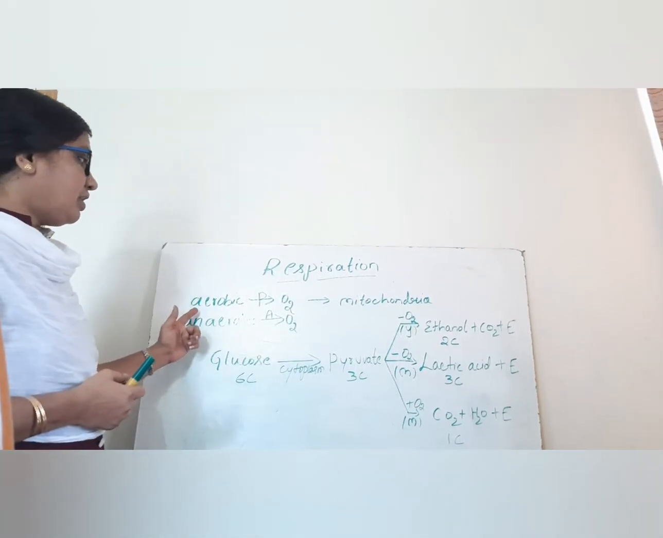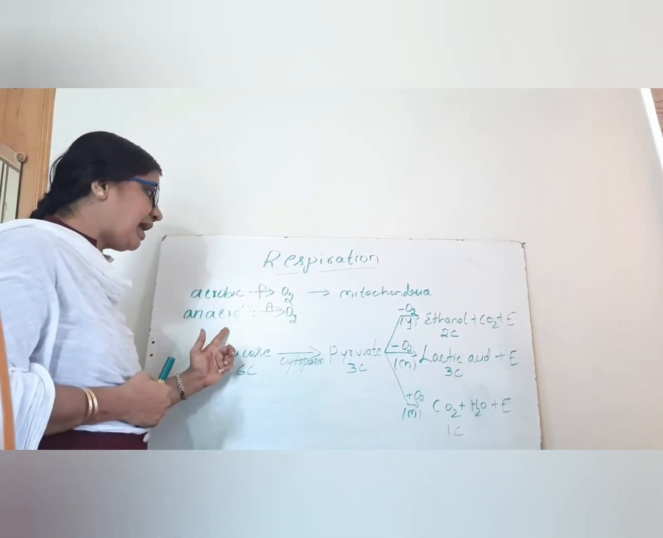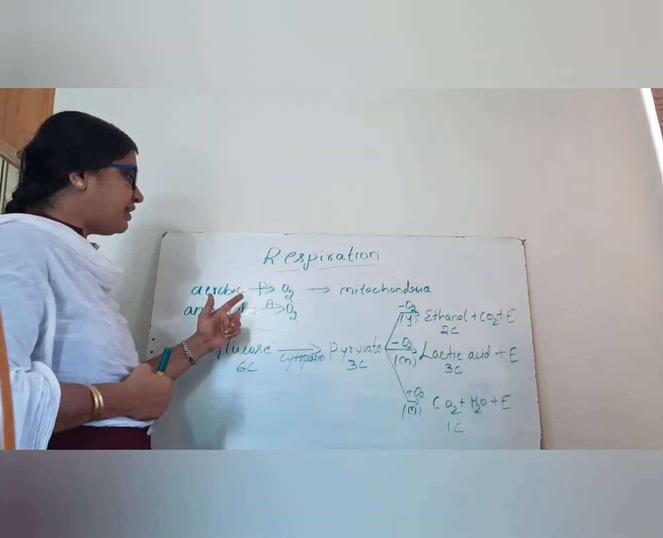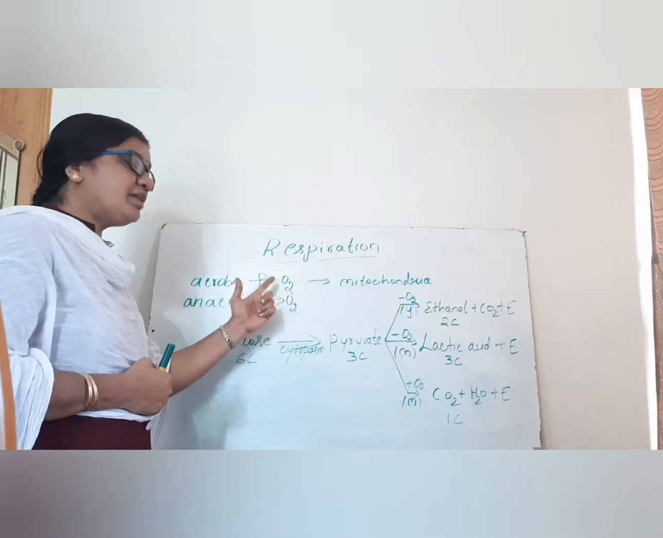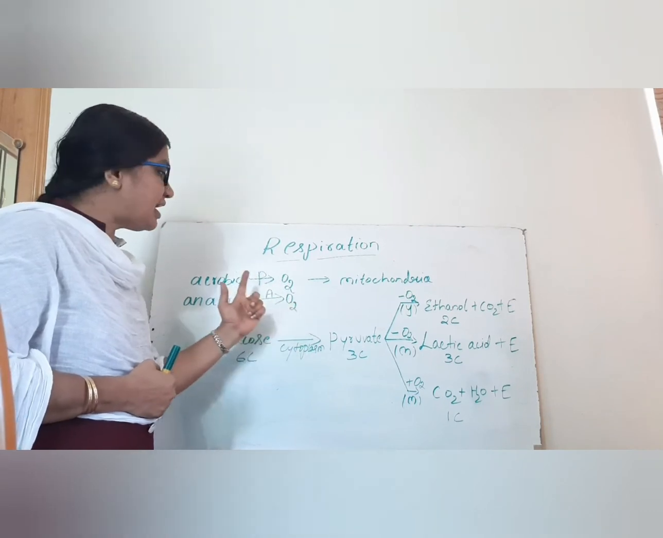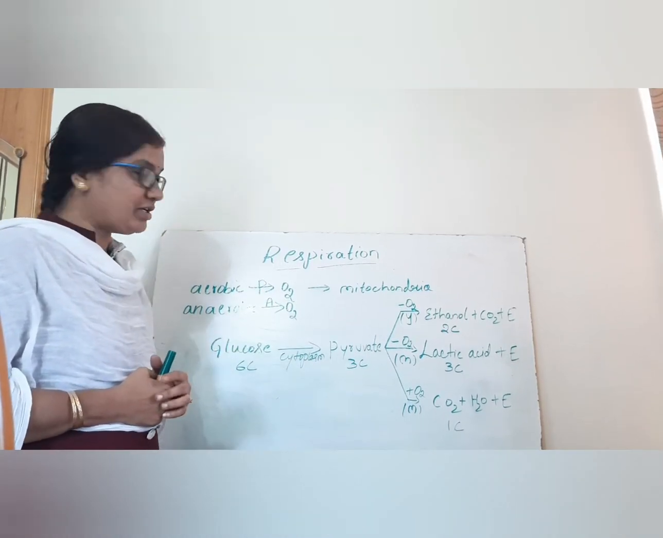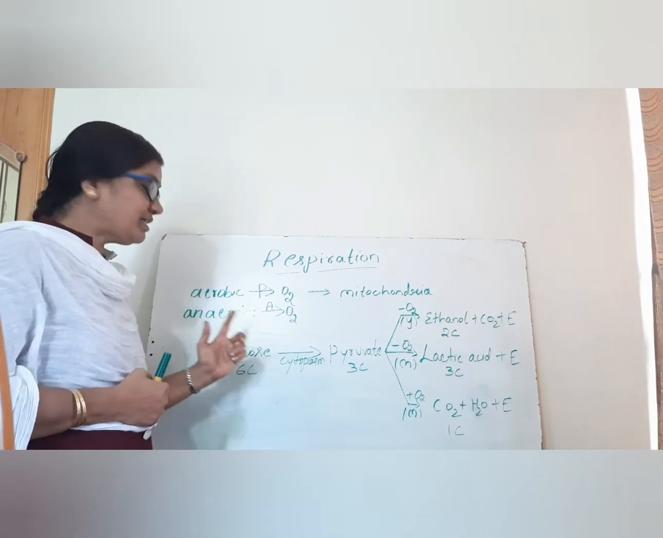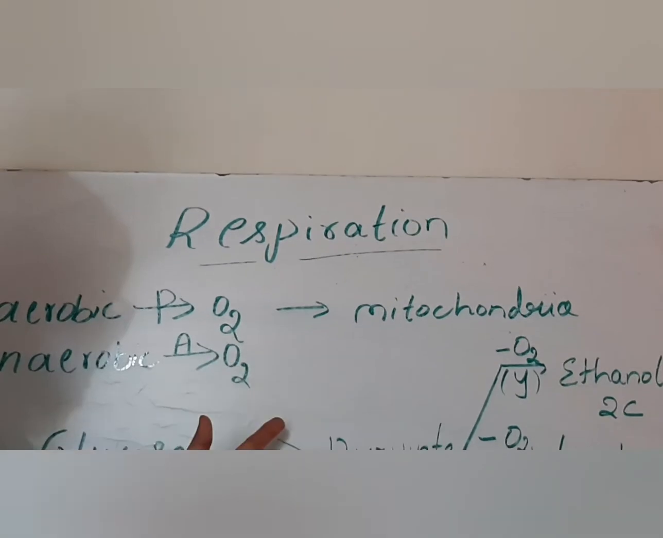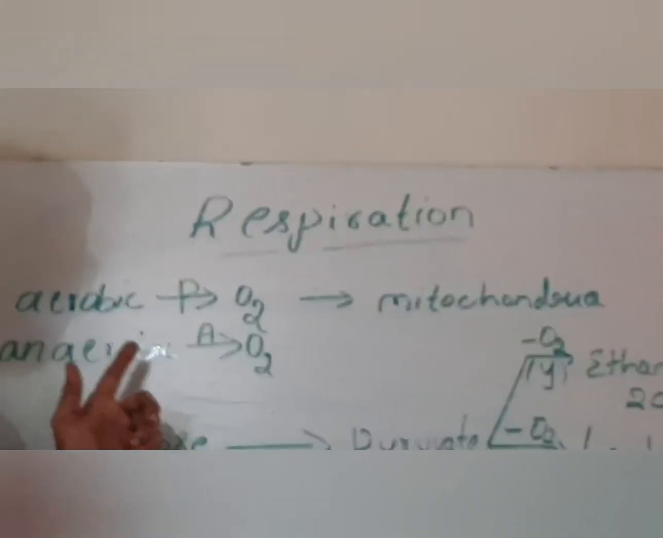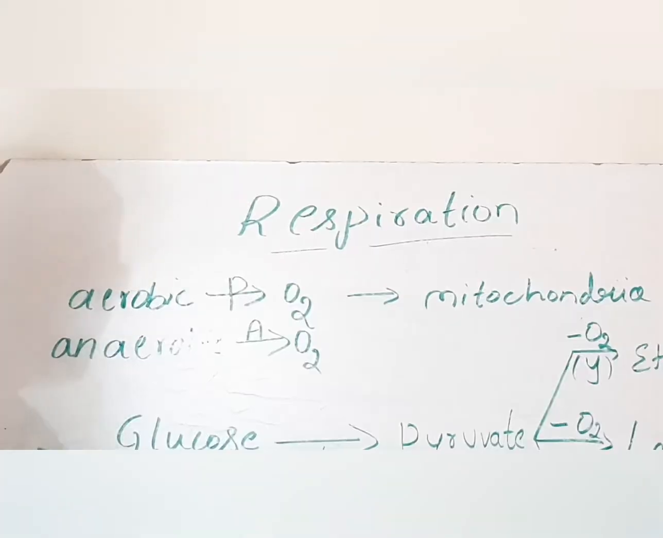Now there are two types of respiration: aerobic respiration and anaerobic respiration. I have written P, which means in the presence of oxygen. The breakdown of glucose in the presence of oxygen is known as aerobic respiration. I have written A, that is anaerobic. So the breakdown of glucose in the absence of oxygen is known as anaerobic respiration.